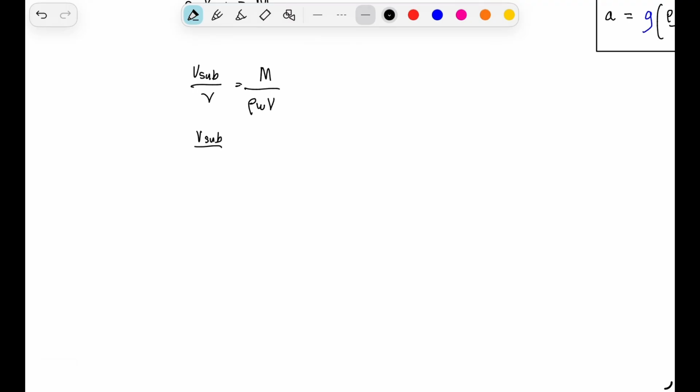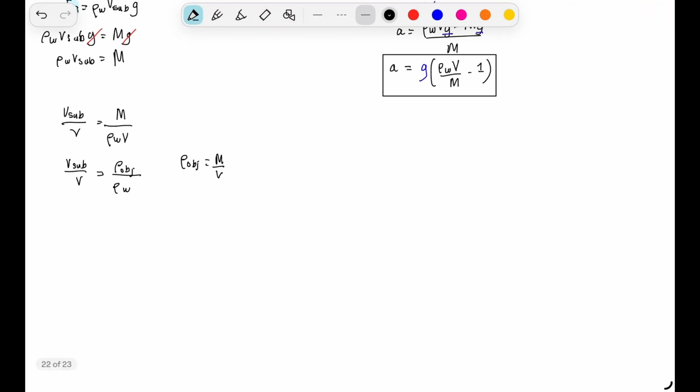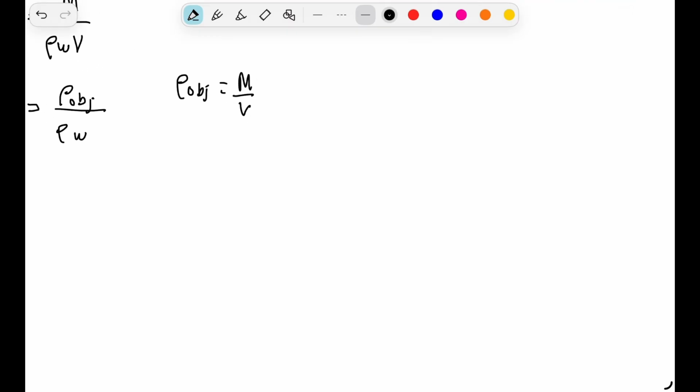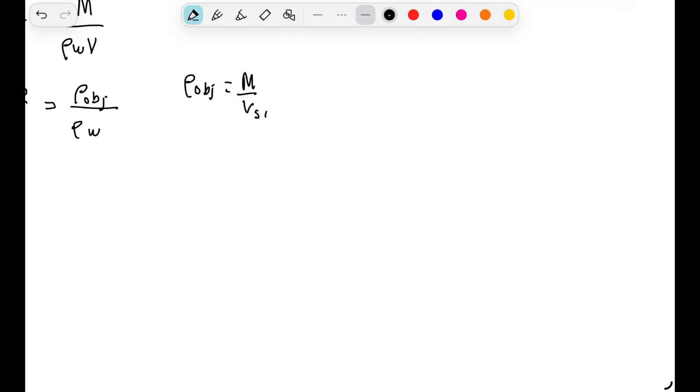V sub over V, rho of the object over the density of the water, and the object is equal to big M over V. Something to note here is you want to say that this is V submerged, not the total volume.